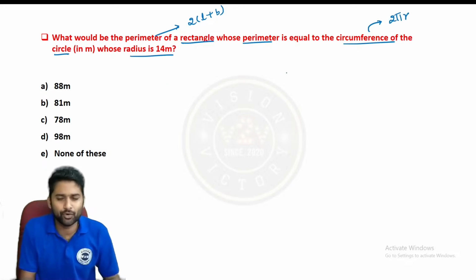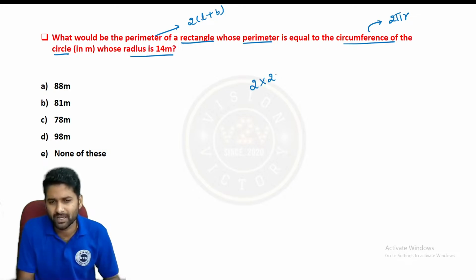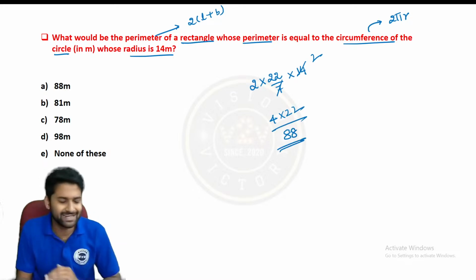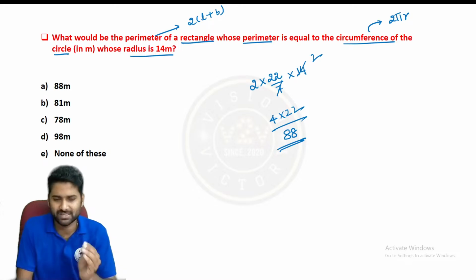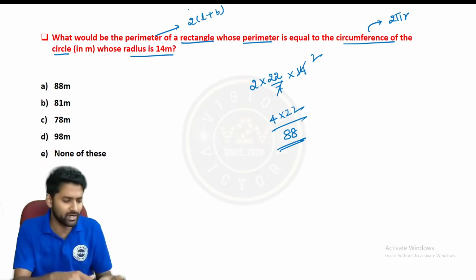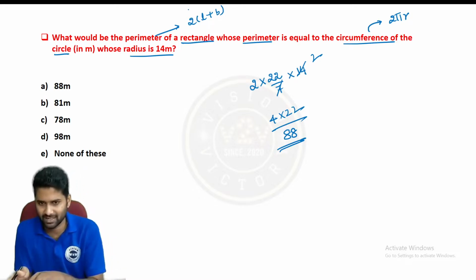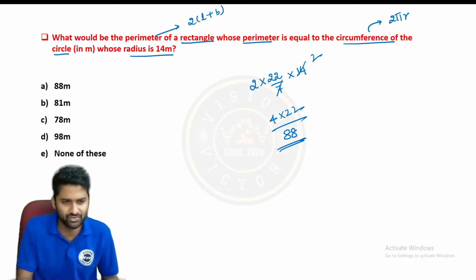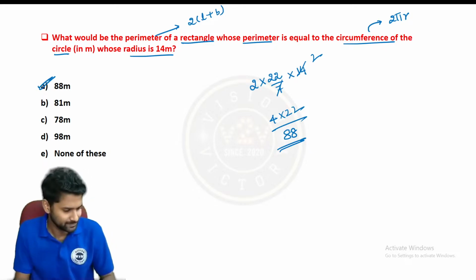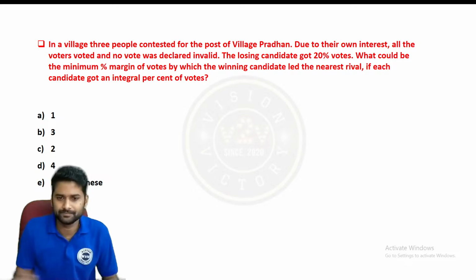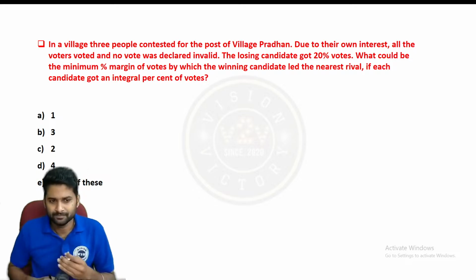And the radius is 14 meters. You just identify the circumference of the circle, 2 pi r. Pi can be taken as 22 by 7. Radius is given as 14. Now here, if 4 is multiplied by 22, the total resultant is 88 meters. Now the question, guys, what is the perimeter of the rectangle? You already know that the perimeter of the rectangle is exactly equal to the circumference of the circle. So you can choose your option, 88. Next, on to the next question.